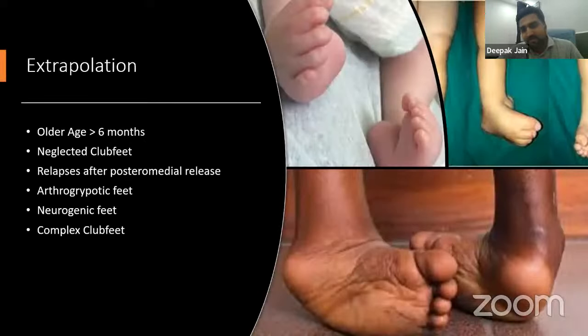Later on, people started extrapolating his technique, because Ponseti mentioned the bracing protocol and the Ponseti technique only for children less than 6 months of age and idiopathic clubfeet. People started extrapolating his technique for children older than 6 months, neglected clubfeet, arthrogrypotic feet, neurogenic feet. People also started using his technique once they had done a posteromedial release and the patient came with a relapse. Even then, Ponseti's method worked in these feet as well.